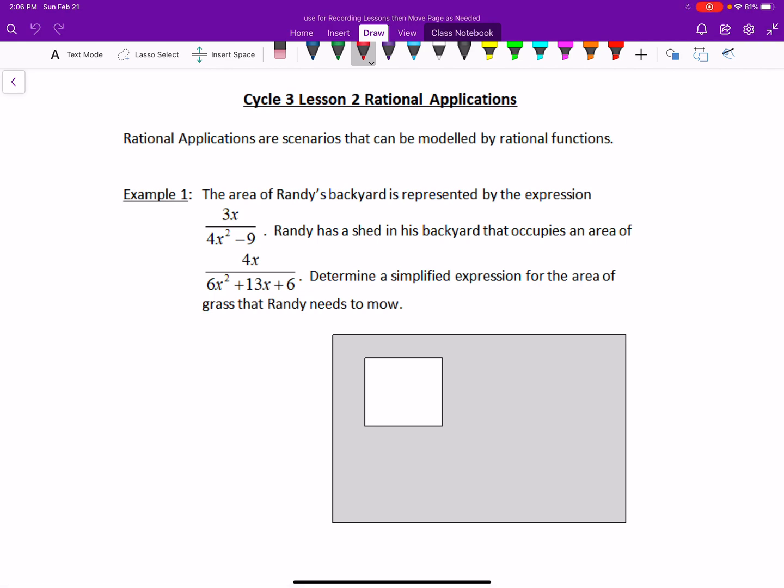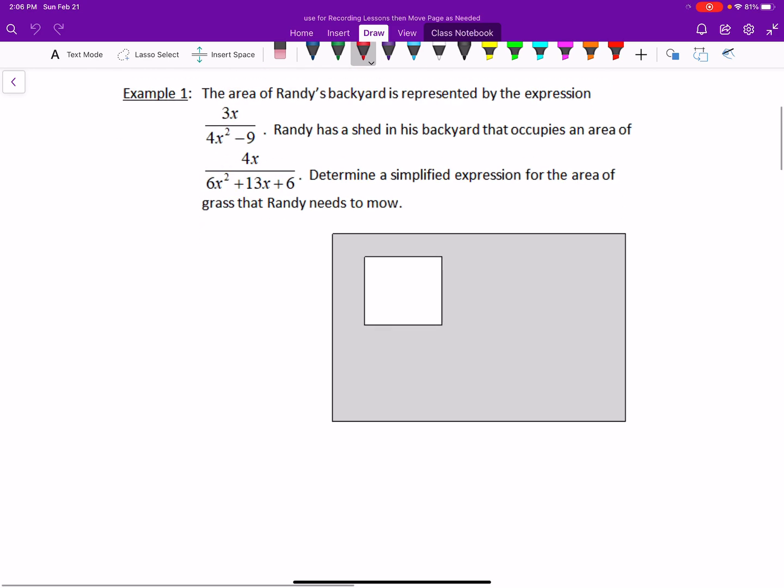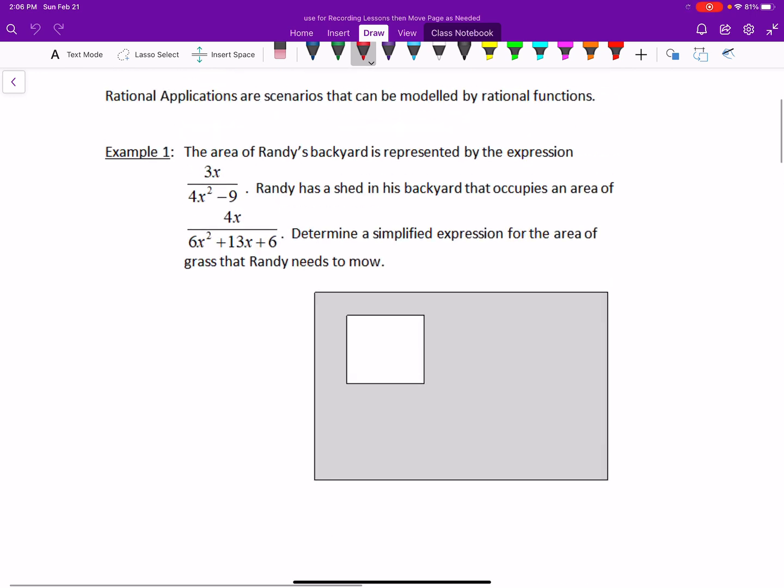In today's lesson, we're going to look at applications of rational functions. Rational applications are scenarios that can be modeled by rational functions. So there's just a couple of examples to go through, and we're just going to use what we know about rational functions in order to simplify them for the most part. And of course, that's going to involve factoring. So let's get to it.